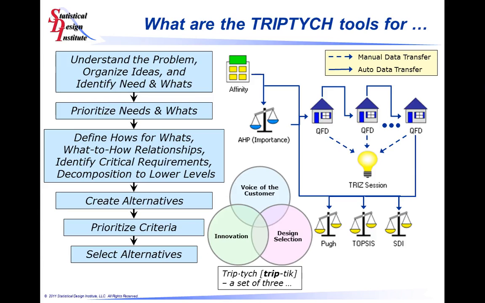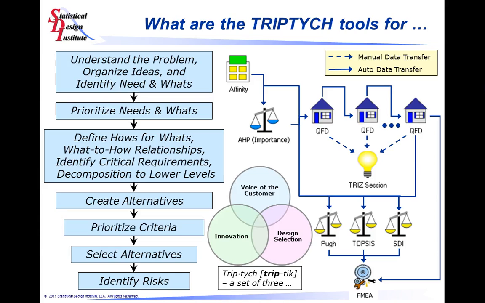So to support this, we've included a Pugh tool, which is a qualitative decision analysis technique, the TOPSIS tool, which is more of a quantitative goal-based type technique, and then the SDI method for doing design selection, which leverages multiple attribute value analysis techniques, which allows you to assess alternatives with respect to their design specifications.